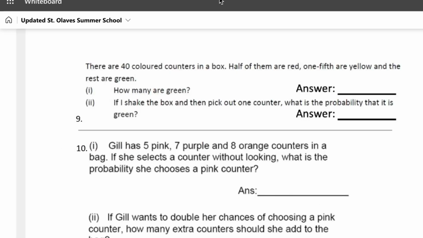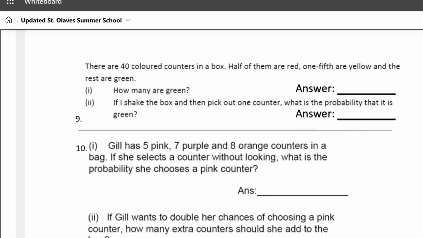If there are 40 colored counters in a box, half of them are red, 1/5 are yellow, and then the rest are green. Let's write down the numbers because I think we can easily do this without the fractions. So half of them are red, that's going to be 20 counters. 1/5 of 40 is going to be 8. Therefore, how many are green? We have 40 minus 28, which is equal to 12.